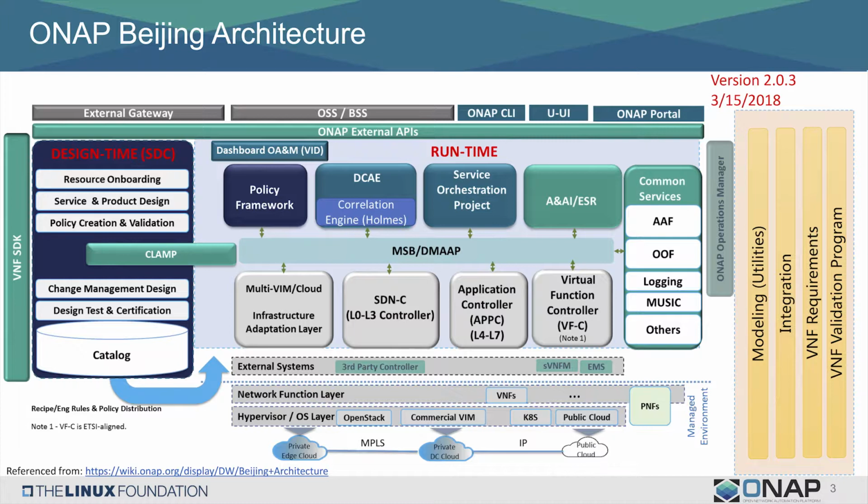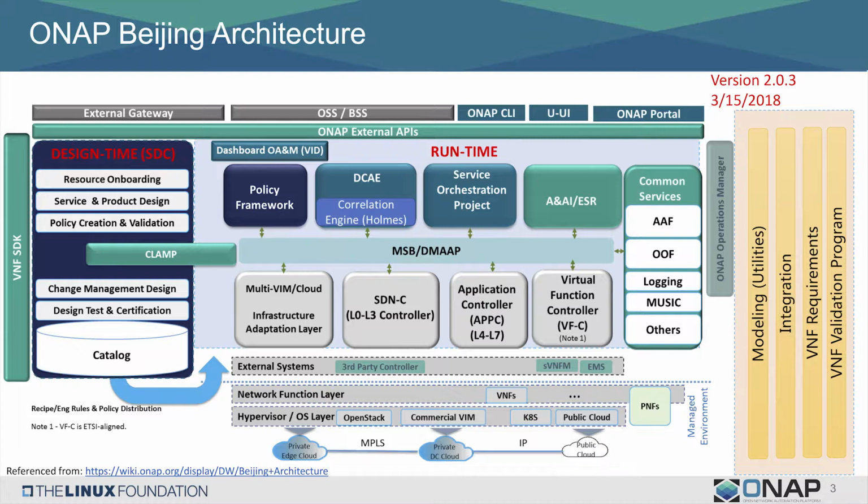DCAE stands for data collection, analytics, and events. It's a set of services, and it has a set of DCAE collectors. We deploy them to the infrastructure, to the host, to the VM, to the VNF, and to the service to collect different metrics. Those metrics will go through Holmes, which is a correlation engine, to find the root cause of any fault that has happened. It correlates, finds the root cause, and triggers necessary functions using the policy.